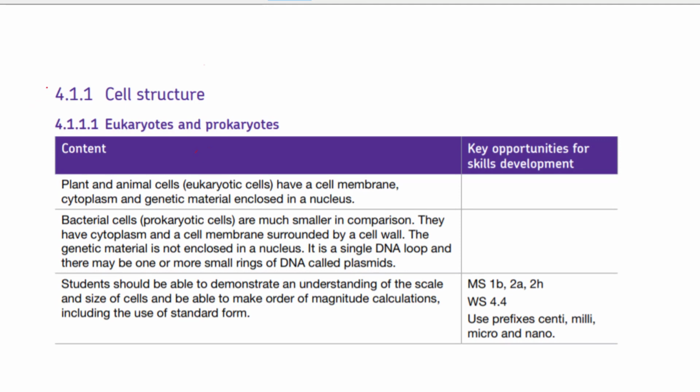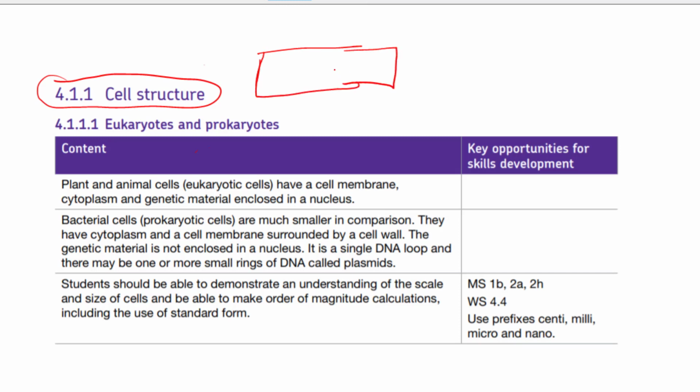Let's begin. The first thing we're going to do is 4.1.1 on cell structure. We're going to learn all about cells and what they have. We all know that cells are the basic components of life, and we got that from Key Stage 3, so we're going to be developing that in GCSE.